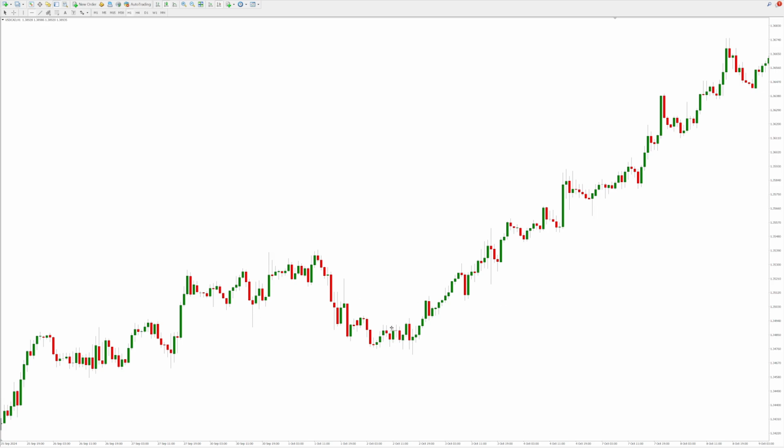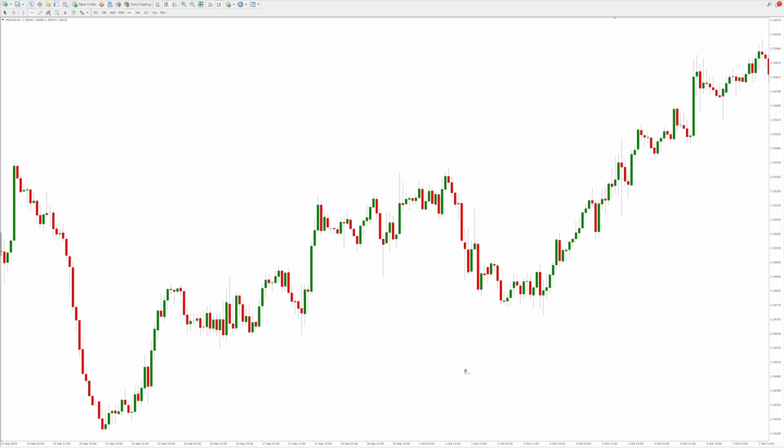So a flat top breakout, what is it? Well, it's not a haircut for starters, but it is a breakout of resistance. So we're going to look for resistance. It's not a breakout of resistance anywhere. There has to be some significance to it.